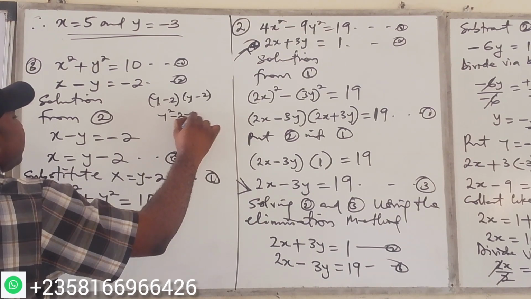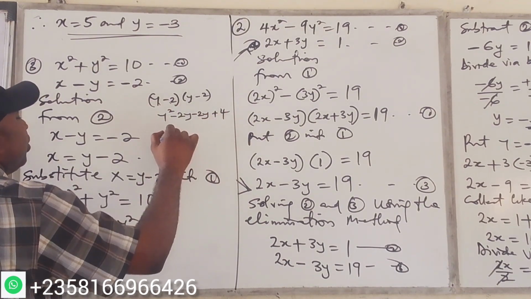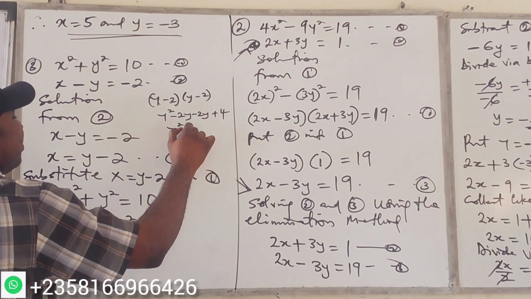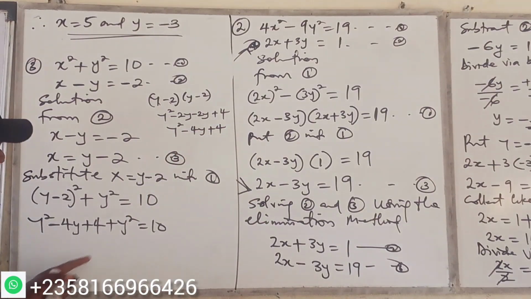Minus 2 times y is minus 2y. And minus 2 times minus 2 is plus 4. So this will give us y squared minus 2y minus 2y is minus 4y. Then we have plus 4. That's exactly what we have here. So that's how we got this value.